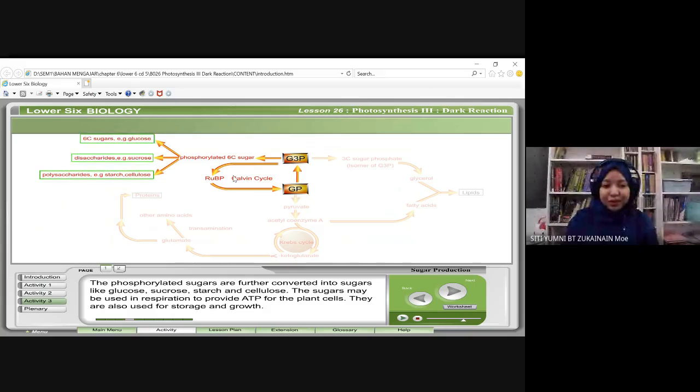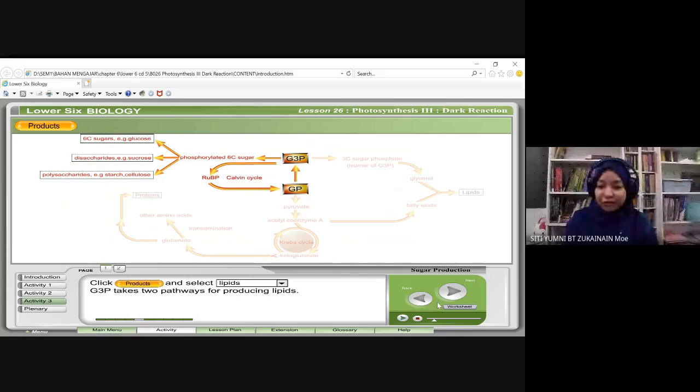Then the sugars may be used in respiration for the plant itself to provide ATP for the plant cells. They are also used for storage and growth. Storage in the plants is our main source of food.